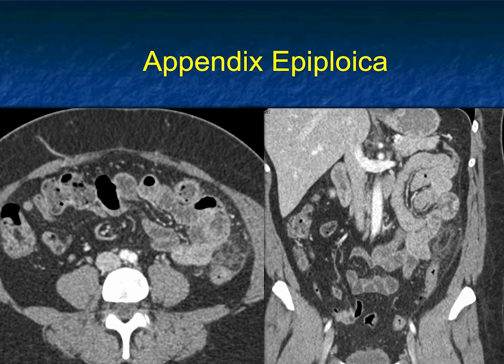And this is appendix epiploica. You see the thickened bowel, you see the inflammation, the haziness, the soft tissue mass. Right there, beautiful example of appendix epiploica. It's important to diagnose because this is treated conservatively with antibiotics, and the patients will do well. They do not need surgery.